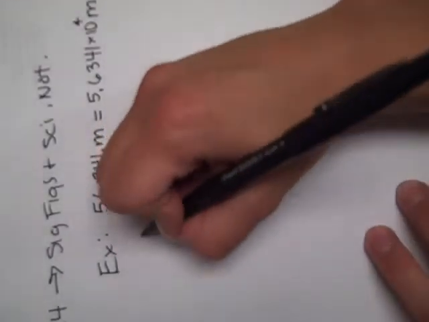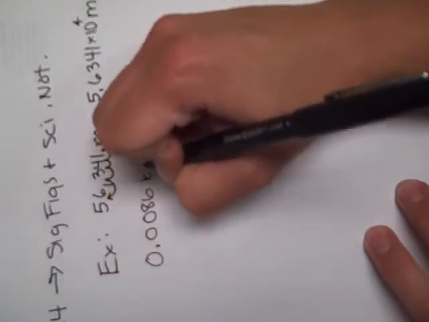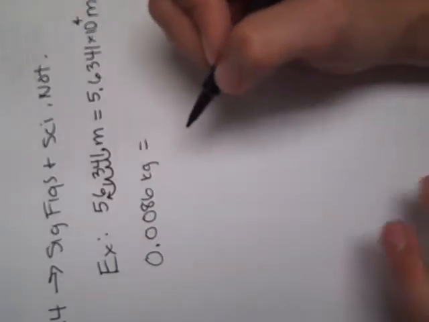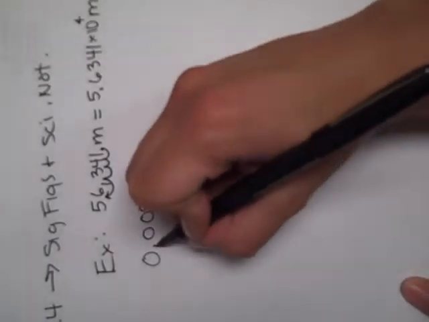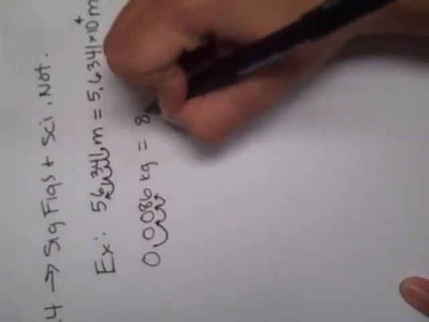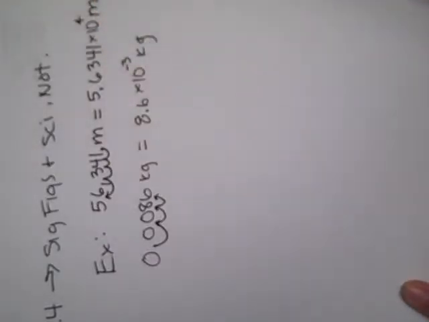Same kind of thing if we're going the other way. So if you have a really small number, such as 0.0086 kilograms, now that we're moving to the right, we're going to have a negative in our scientific notation. So we're going over 1, 2, 3. And so we will get 8.6 times 10 to the negative 3 kilograms. Yes, that is correct there.